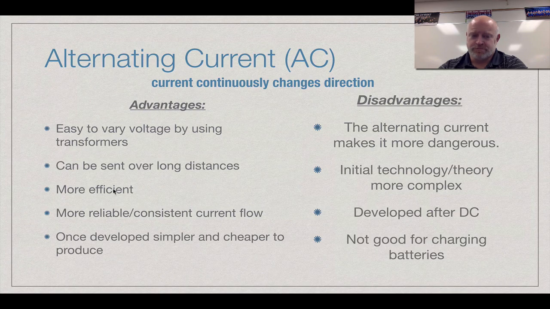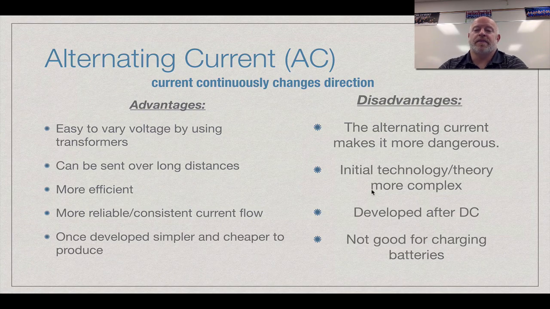Okay, it is more efficient. It tends to be more reliable in terms of a big grid system. And it does take some development, but once it is developed, it is actually cheaper to produce. So if you think about it, these are all really good things in terms of getting a whole grid of electricity up in your country or a town or a state.